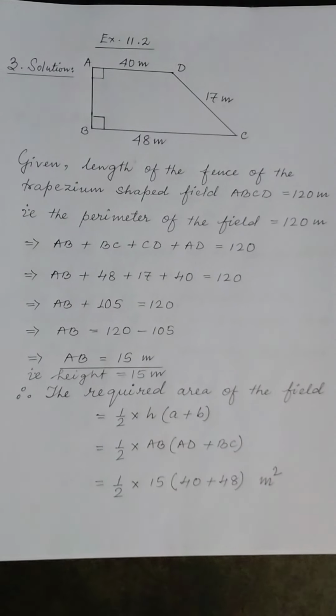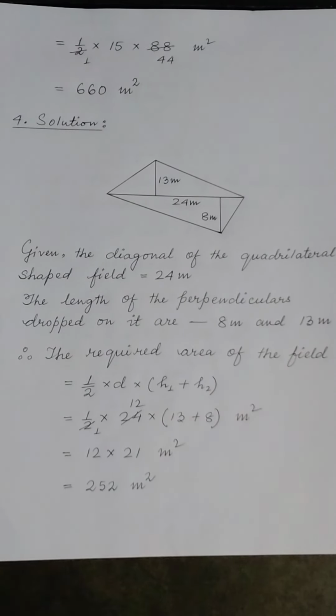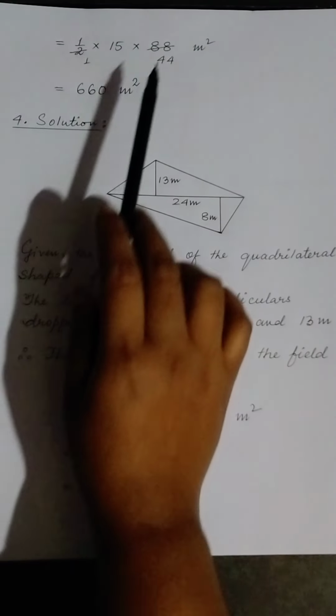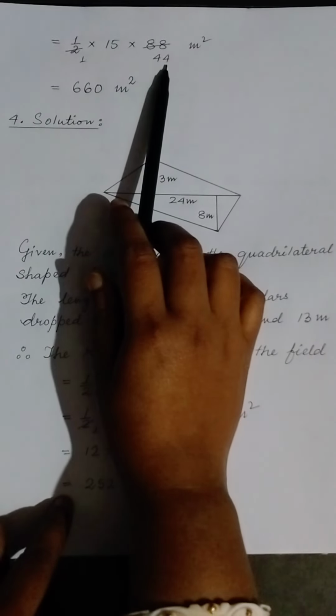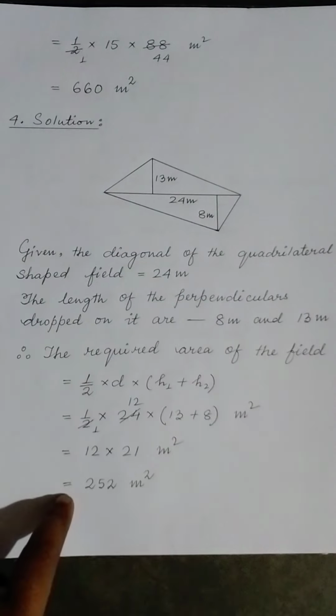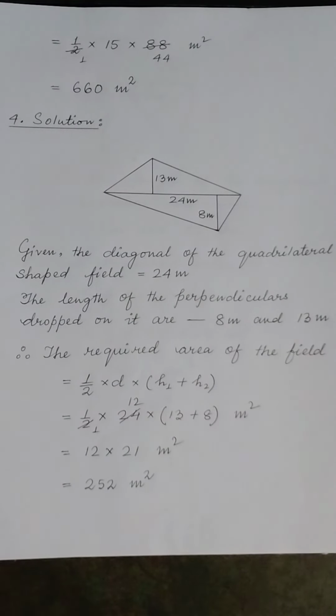Now, let us go to the next page. Now see, 40 plus 48 is what? 88. Now 2 1s are 2. Then 2 4s are 8, 2 4s are 8. That means 15 into 44 is 660 square meter. So this is the what? Area of the trapezium shaped field.